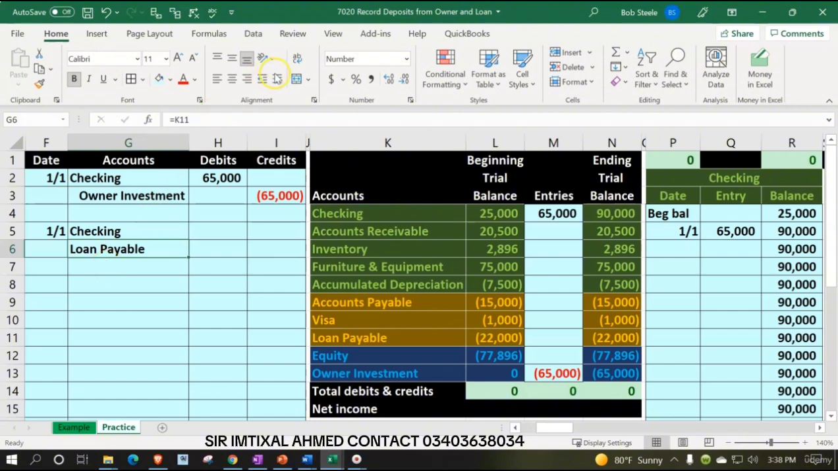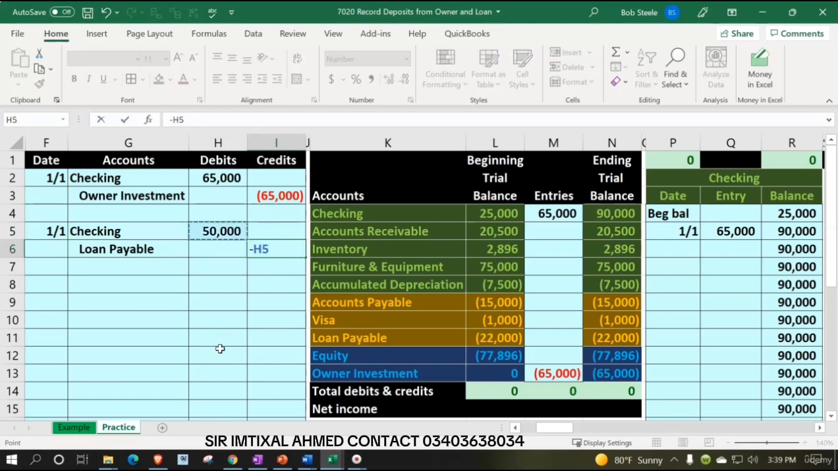So we're going to alignment and indent. And then this one, we're saying 50,000. We took out a $50,000 loan. There's the debit. There's the credit. So let's post that out.